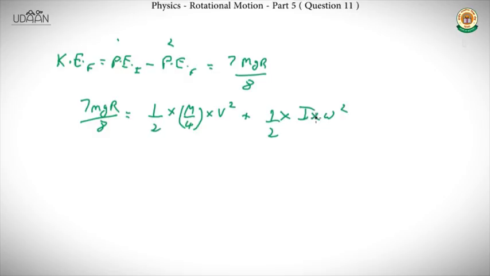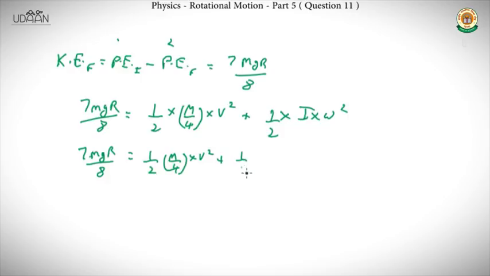Now we know that this rolling part of the carpet looks like a cylinder. It's a solid cylinder basically. So we know that I of a solid cylinder is given by half mr square. So we'll put in those values. The final expression will become 7 mgr by 8 equal to half m by 4 into v square. Here this v is the one which has been asked in the question. They want us to give the final velocity.